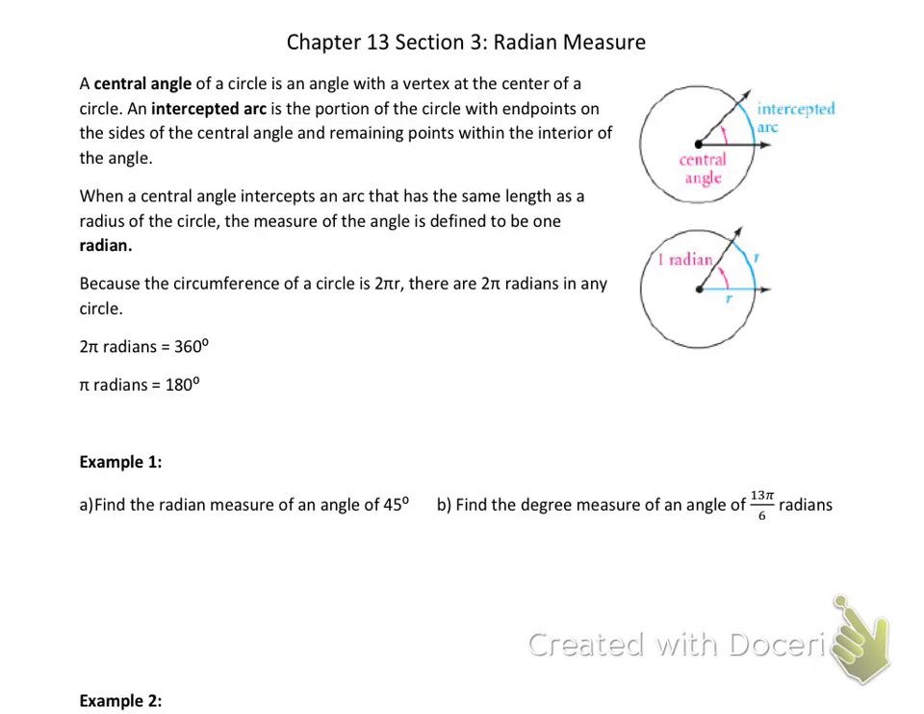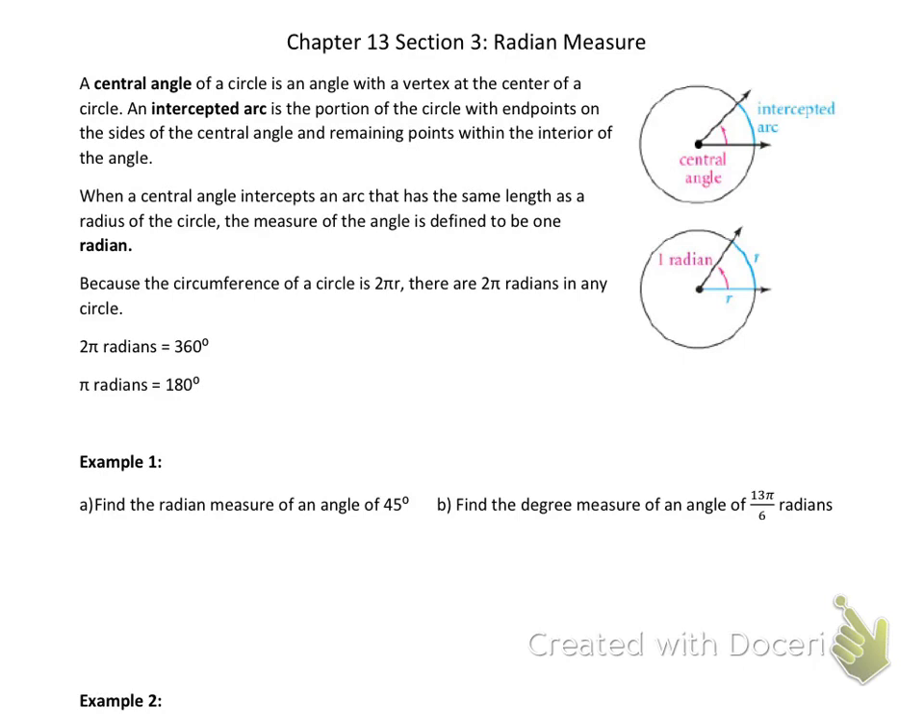A central angle of a circle is an angle with a vertex at the center of a circle. An intercepted arc is the portion of the circle with endpoints on the sides of the central angle and remaining points within the interior of the angle, so what you see. It's not that complicated. When a central angle intercepts an arc that is the same length as a radius of the circle, the measure of the angle is defined to be 1 radian. So when the radius is equal to the measurement of the arc.